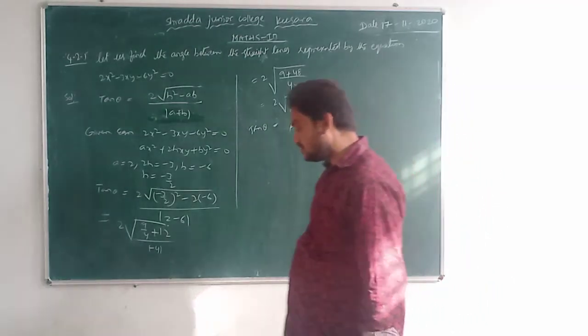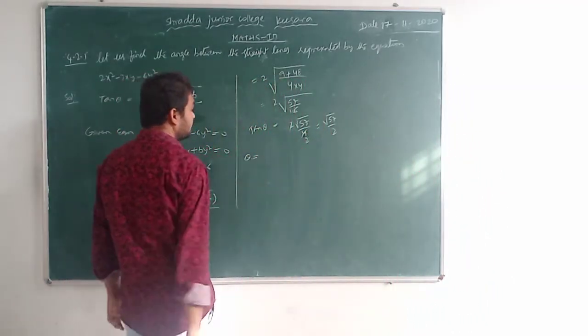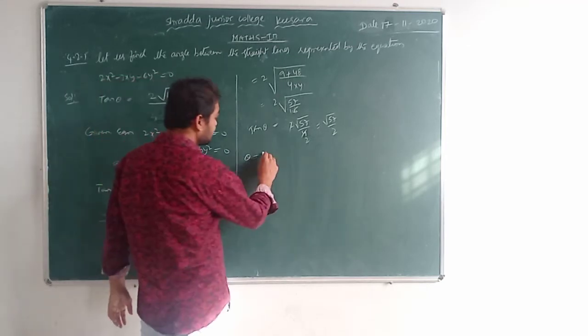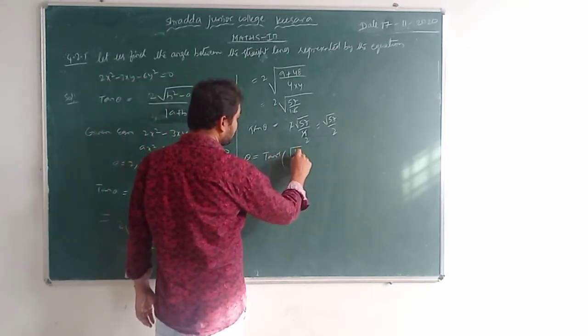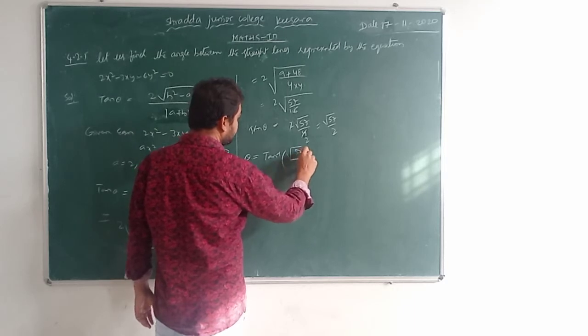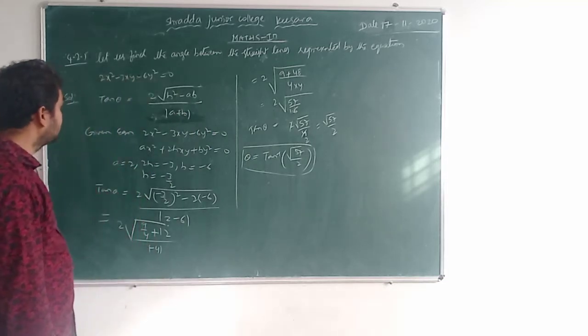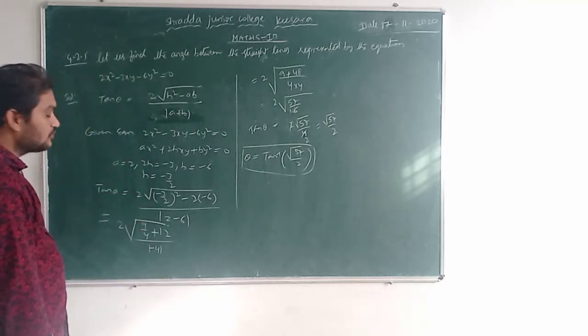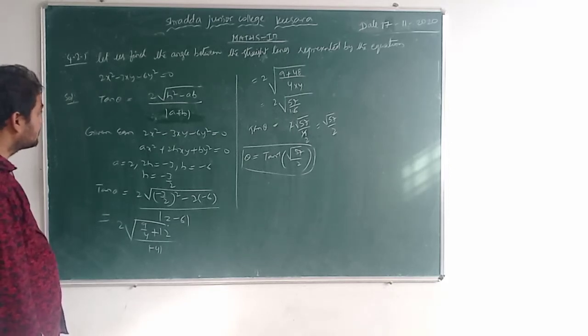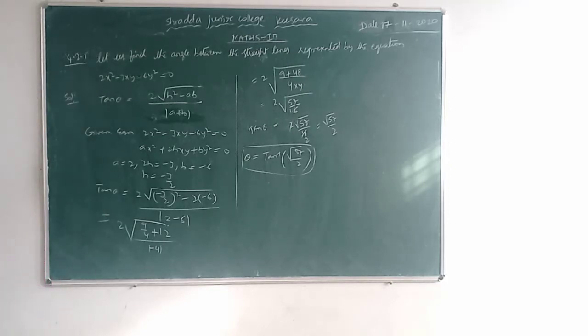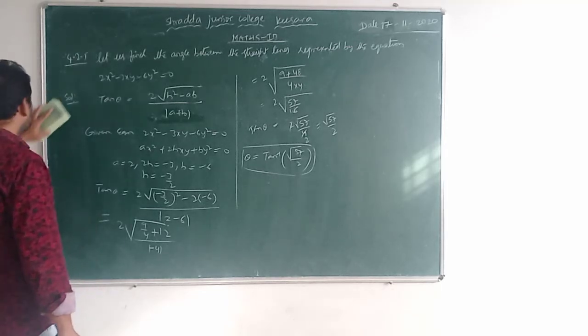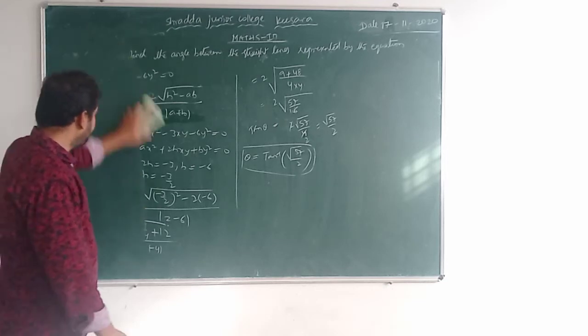Now we have to find the angle, that is theta. Tan goes to that side, so theta equals tan inverse root 57 by 2. This is our required angle. Here we can also apply cos theta and sin theta, so we can take any one of them to find the angle. See the next problem.